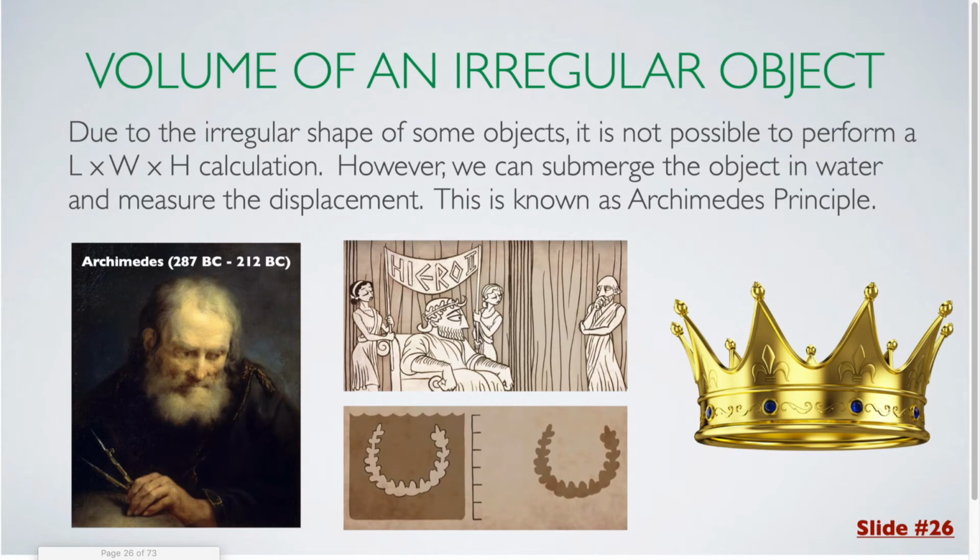Now for something slightly more complicated, the volume of an irregular object. Due to the irregular shape of some objects, it is not possible to perform a length times width times height calculation. However, we can submerge the object in water and measure the displacement. This is known as Archimedes' principle, and there is a TED-Ed video which you will be watching which is based on this.